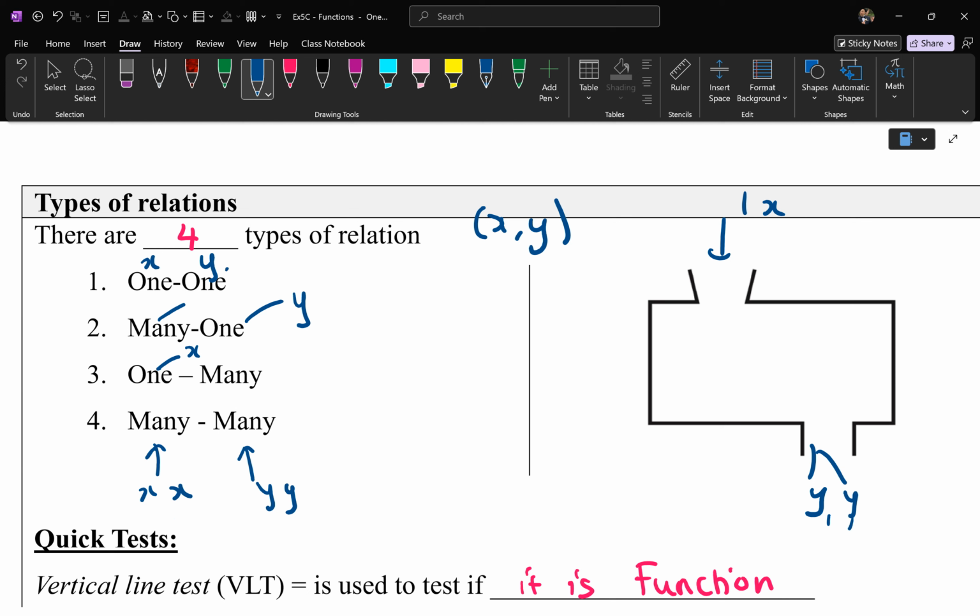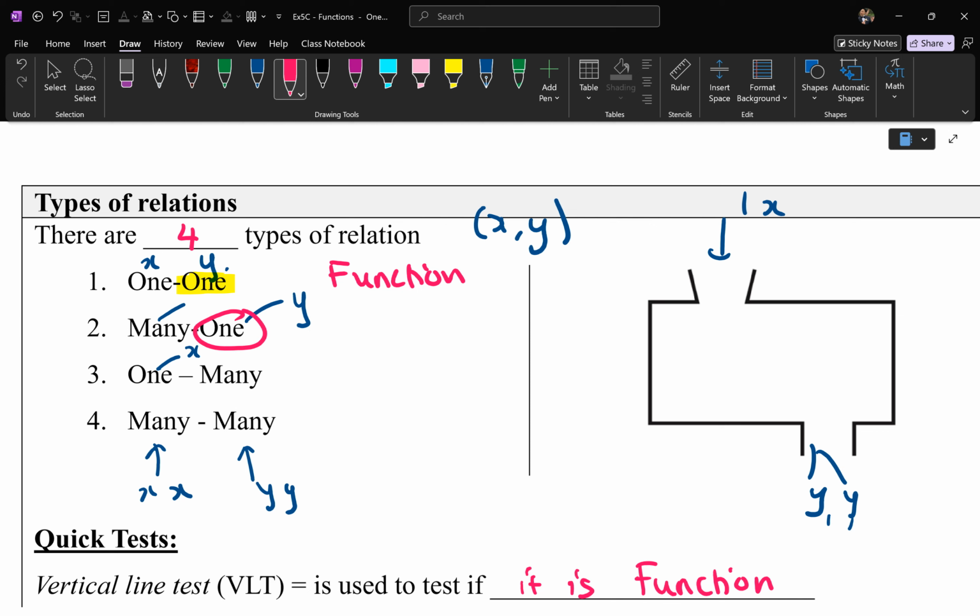Now, just based on the definition of function, which one of these is definitely a function then? Think about the definition of a function. For every x value, there must be a unique y value. Which one of these will likely give you a unique y value, Ben? First one, because it's 1x for 1y. That's a 1-to-1. That is a function. So right here, that's a function. There's one more.